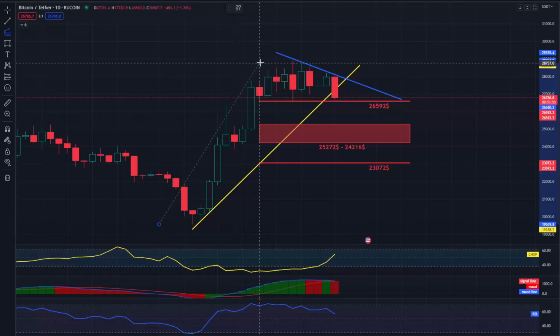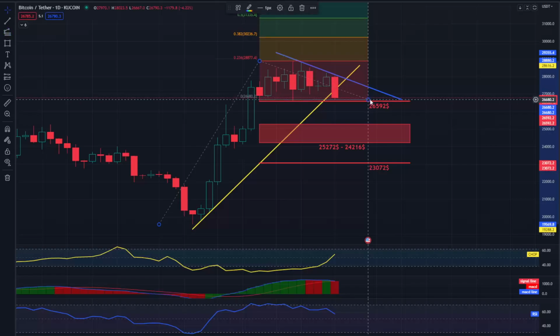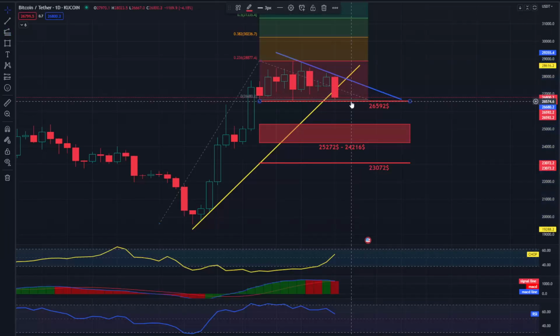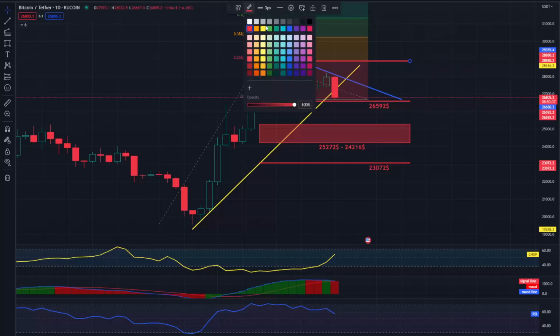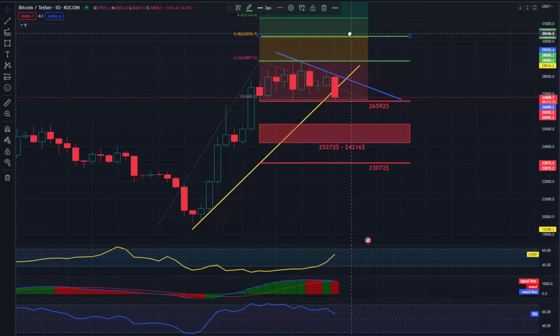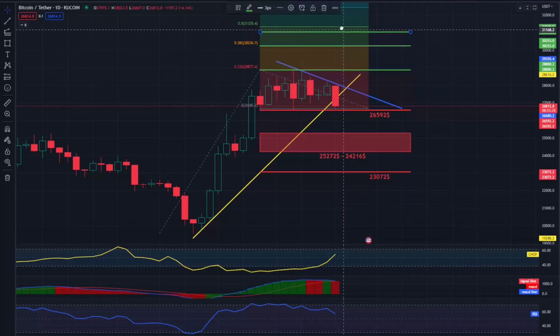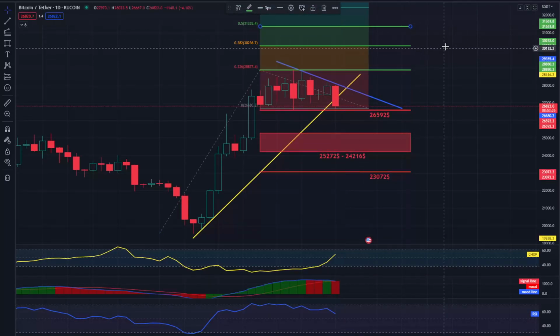Looking the other way, this time using the trend-based fib extension tool, we can determine the places of resistance. And here we see that the first resistance is at $28,880, the second resistance is at $30,253, and the third resistance is at $31,362.